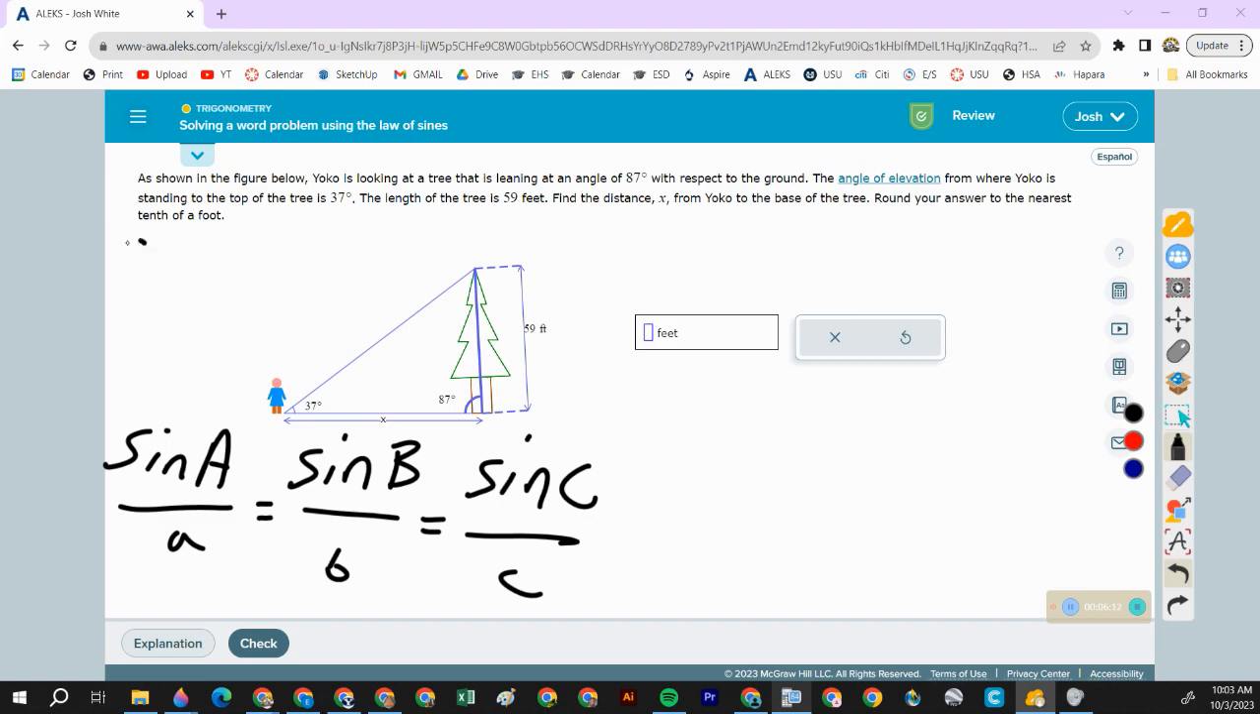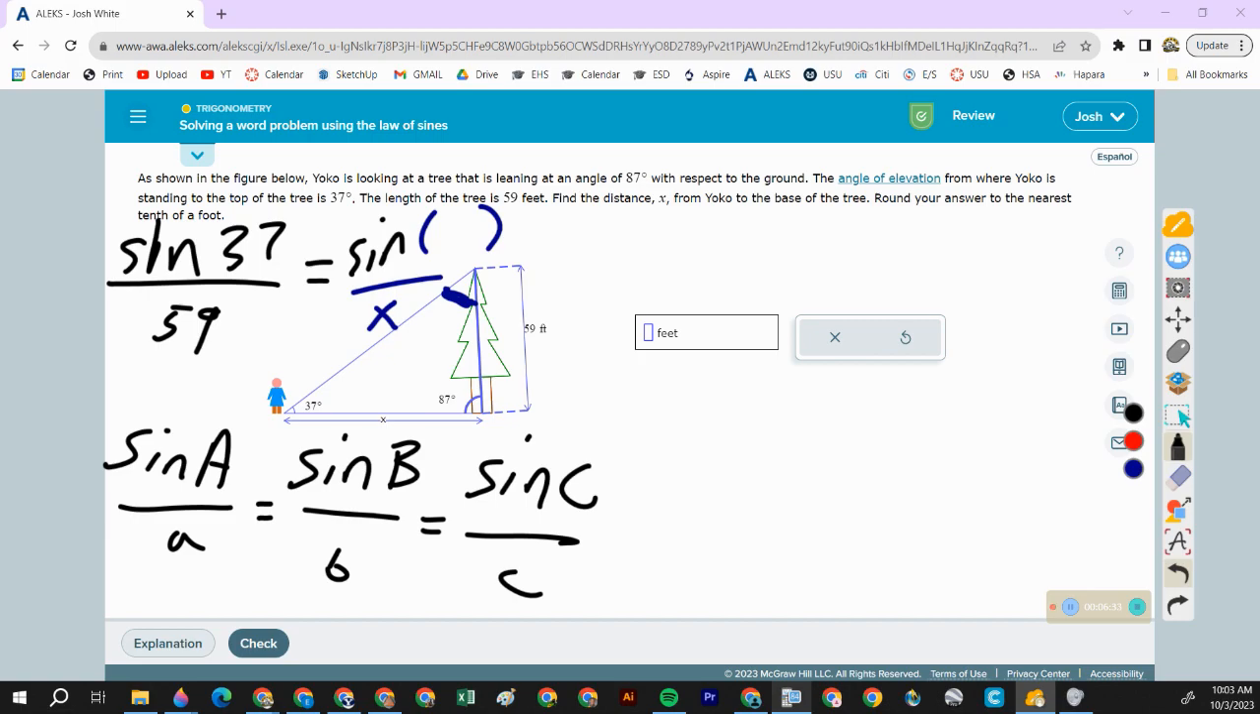So the sine of 37 over 59 is equal to the sine of this angle over x. So the sine of something over x. So how do we get that angle? 180 minus 87 minus 37 is 50. Okay. Oh, I'm not going to trust you ever again. 56. Sorry.